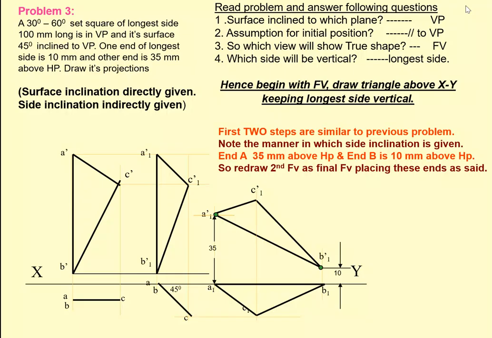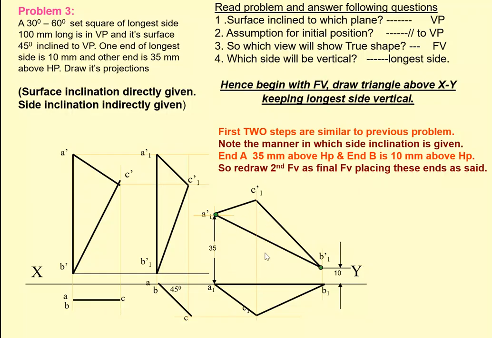One end of the long side is 10 mm above HP, and the other end is at a distance of 35 mm above HP. Maintaining the A1 dash and B1 dash distances from the XY line is important. After placing the longest side, construct the line A1 dash B1 dash, then complete the 30 degree 60 degree set square by measuring A1 C dash and cutting an arc, then B1 dash C1 dash and cutting another arc, so that you get the required shape.